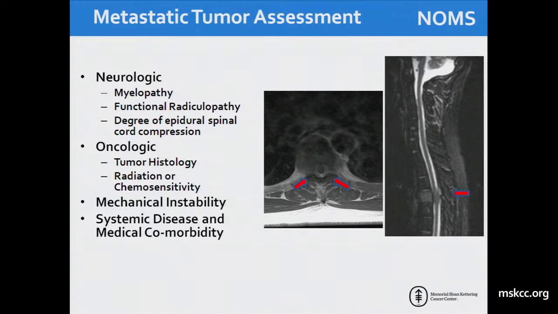Neurologic looks at the degree of epidural cord compression and whether the patient has myelopathy. The oncologic looks at primary tumor histology and trying to predict how responsive the tumor is going to be to either conventional radiation or systemic therapy. And then we look at mechanical instability. And mechanical instability is a separate surgical indication because no matter how sensitive the tumor is going to be to radiation, if the spine is unstable, it has to be stabilized, and we won't be able to do that with systemic therapy or radiation. And then we look at the patient as a whole, the systemic consideration, to make sure that whatever treatment we are going to suggest for the patient actually makes sense in their systemic disease, and that they can actually tolerate this.